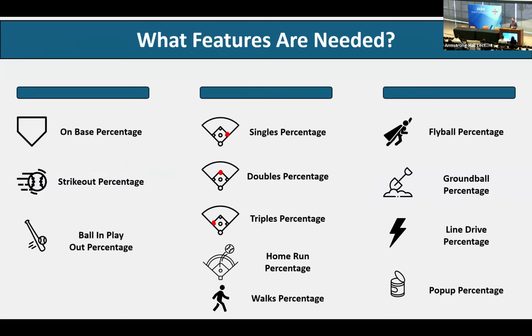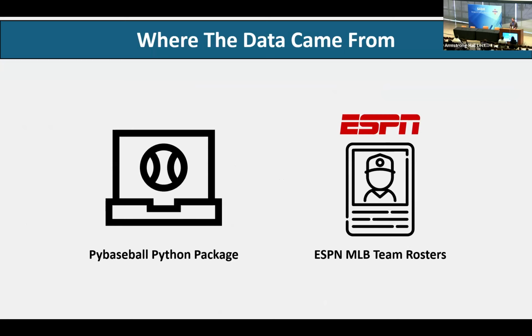For my simulation program, I needed a single input for a given plate appearance matchup. You'll see in later slides, I go into a little bit more detail about my program. It doesn't cover every single outcome from a plate appearance, but covers most of them. So I need inputs that you see here: on base, strikeout, what I'm calling ball in play out, and so forth. So where did I get that from?